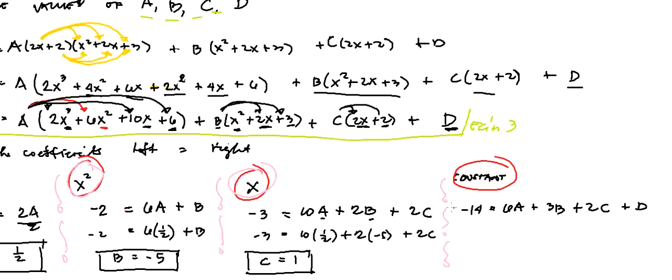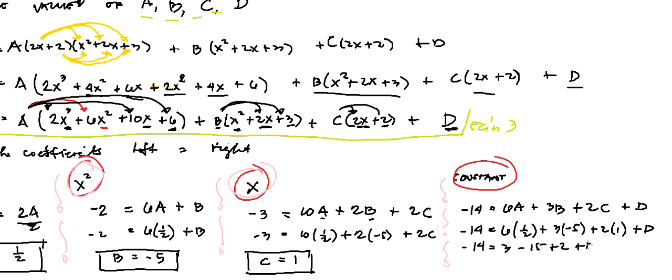Okay. So we have negative 14, and the value of our a is 1/2 times 6, plus 3. The value of our b is negative 5. The value of our c is 1, plus d. So all in all, we have negative 14 equals 3 minus 15 plus 2 plus d. Therefore, d is equal to 15 minus 3 plus 2, that is 14, minus 14. So we have minus 4.